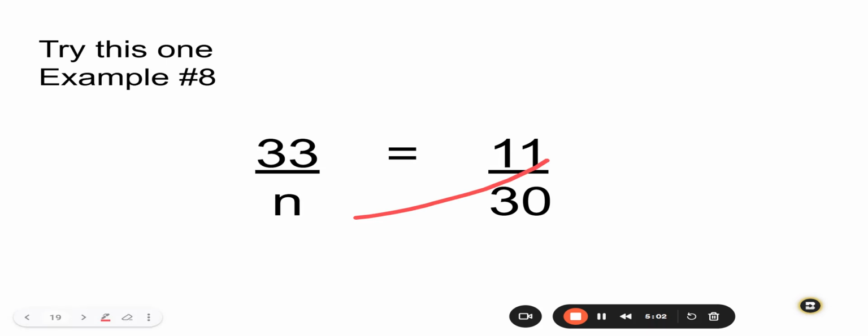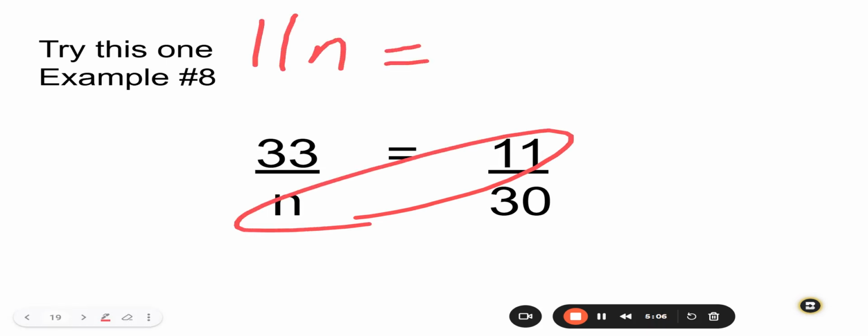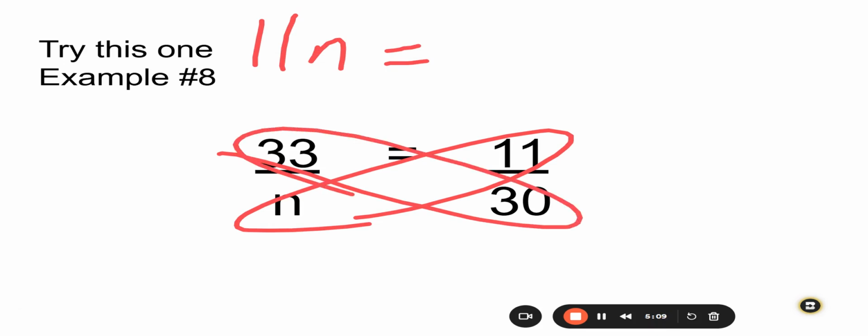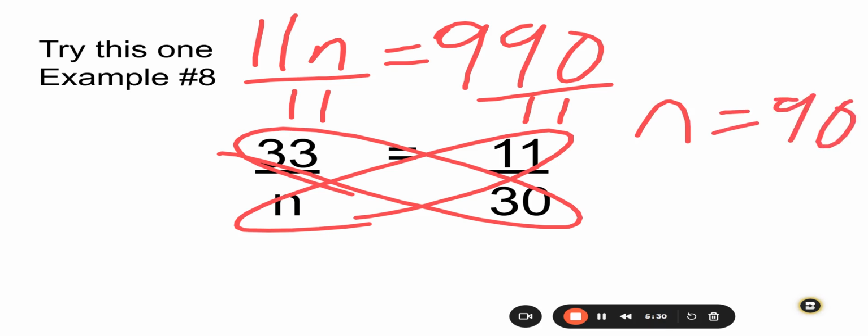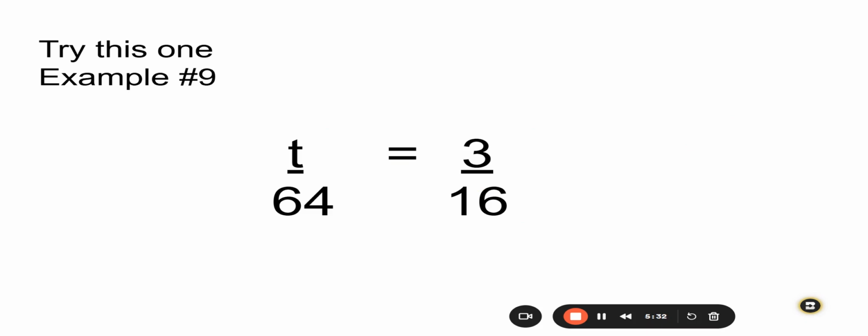All right. So let's do n times 11. That's going to give me 11n. 33 times 30. Let me see. That gives me 990. All right. And then I divide both sides by 11. If you're confused about what number to divide by, you're always going to divide by the number that is attached to the variable. All right. And then in this case, n equals 90. Light work. All right, let's do another one here.